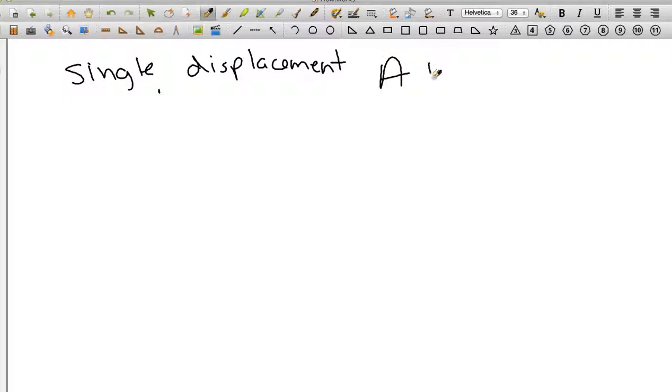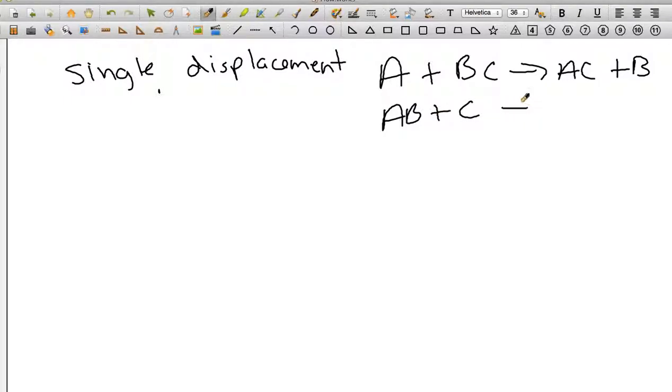So we could have A plus BC yields AC plus B. What that means is A was by himself, B and C were together in a compound or a molecule. A displaced or replaced B and winds up with AC in its own little compound, and B is now left alone. One item was kicked out. The other way we could write this is AB plus C yields AC plus B. Now I know you're looking at the products and going, well, they're the same. For this, they are. When we actually start writing these, you'll notice that they're not.